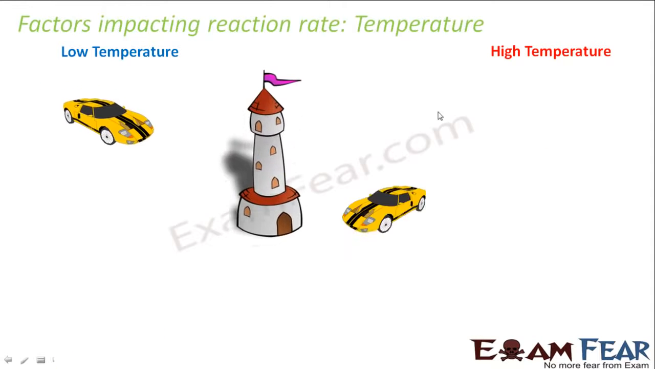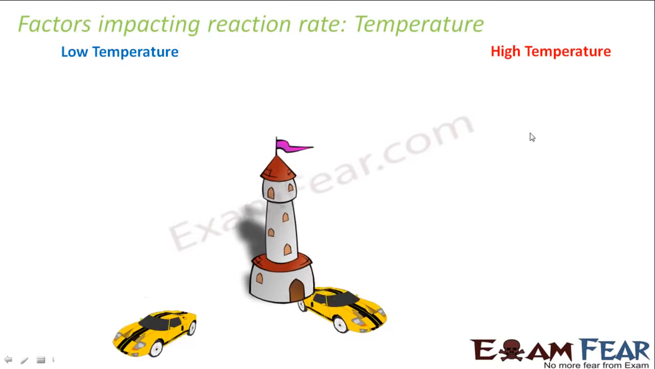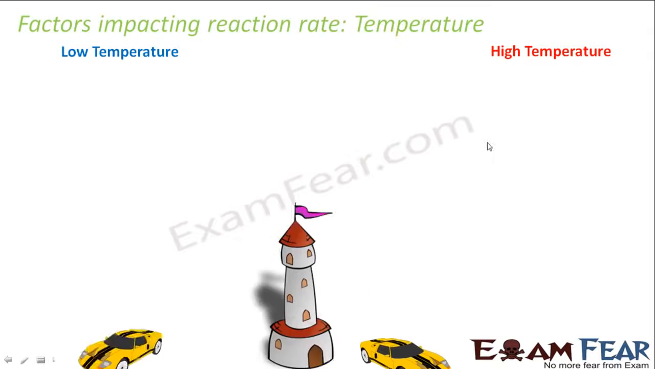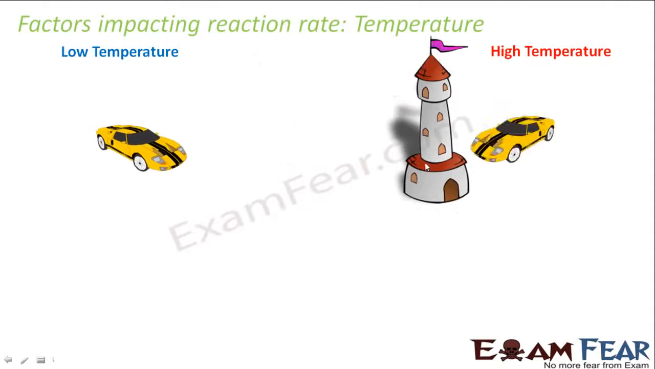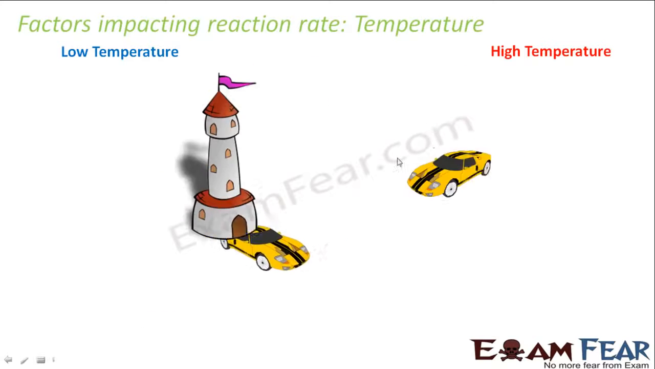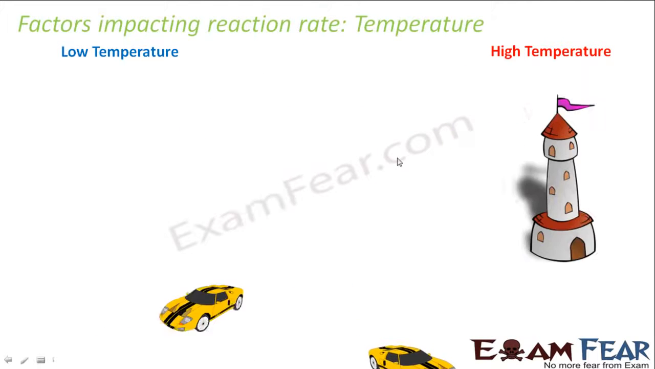Correct? On the right hand side, we have high temperature. These molecules are going at high temperature. The car is bumping the tower at high temperature. That means the frequency is more, plus the impact which this car on the right is creating to break this tower is more. Correct? So the temperature has a very, very huge impact on the rate of reaction.